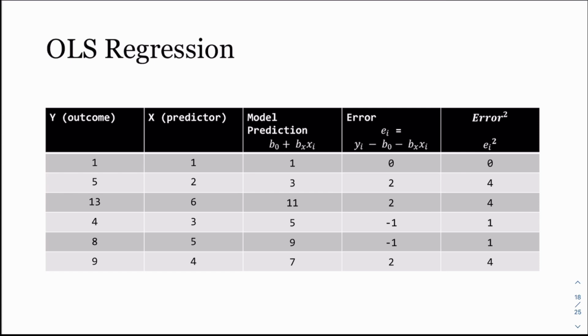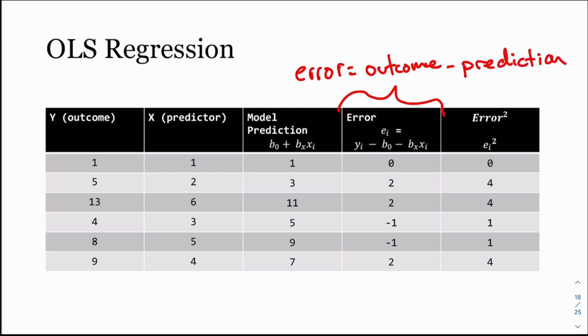Let's go back to our previous model. To work out the error sums of squares, we will begin by using the error terms that we calculated previously. To recap, the error is equal to the observed outcome variable minus our regression model's prediction of the outcome for that particular row. For example, in the second row of data, our observed outcome is 5, but our regression model has predicted a value of 3. So 5 minus 3 is equal to 2.